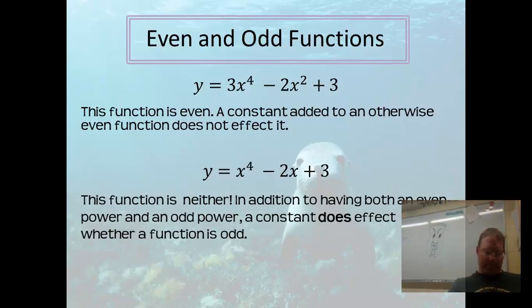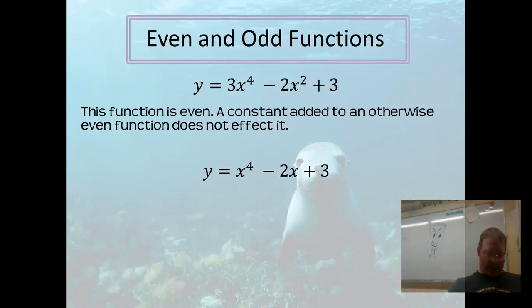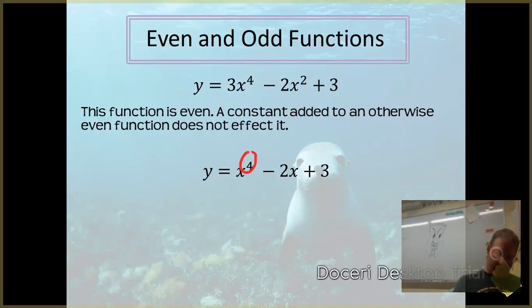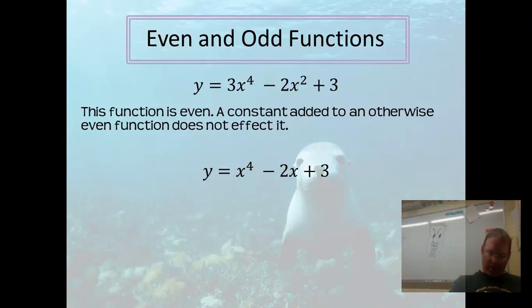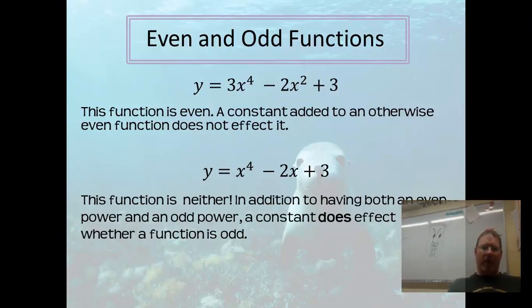Okay? In this second example here, we have an even power there and an odd power there. So that in and of itself is enough to tell you that it's not even or odd. Second thing is that last constant that's being added there. That constant does affect odd functions. And it may seem confusing, but I'm going to make it simple in just a second. Okay? So that function, because it has an even and an odd power, is neither.